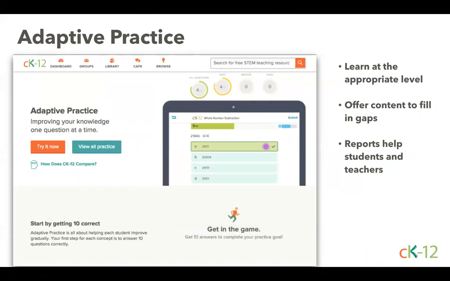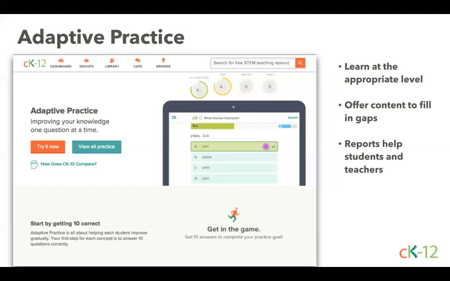And I know that we had a great session the other day about adaptive practice. If you didn't get a chance to see it, make sure you do it next week, because I think adaptive practice is one of the most powerful things that we offer at CK-12. The main thing about adaptive practice is that the student gets to learn at the appropriate level. Using CK-12's machine learning, our system quickly adjusts to the student's level and then builds on it. So that means everyone starts out with the first couple questions the same, but after a few questions, it branches off and starts giving you content that is appropriate.